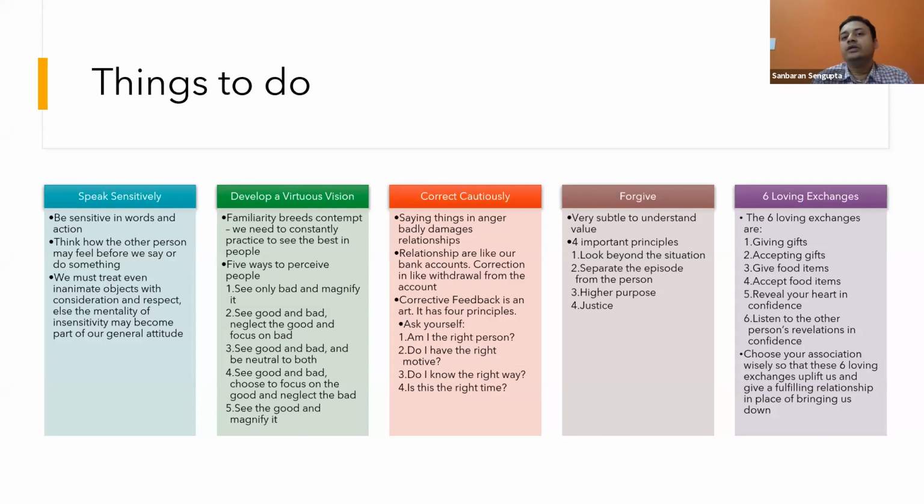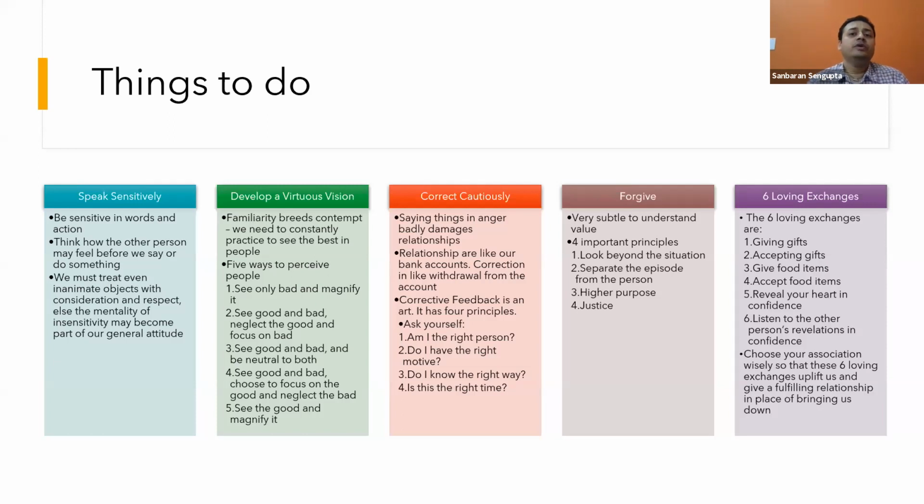A person is known by the company he keeps. Yes. So, my dear friends, please be more alert with whom you are doing the six loving exchanges, because many times we see if you want to become a drunkard, you associate with drunkards. If you want to become a drug addict, you associate with drug addicts. And that's how people get into addiction.